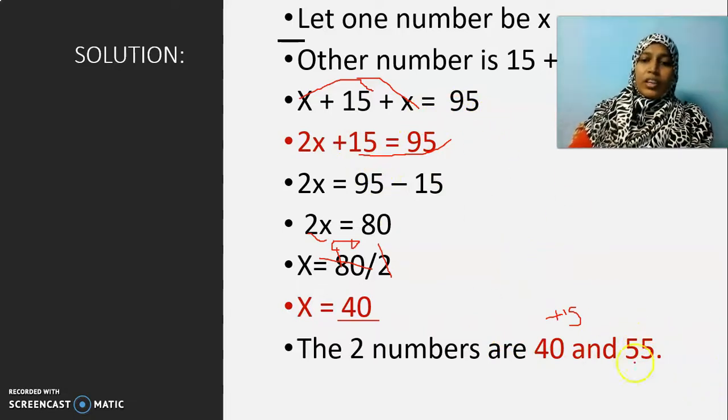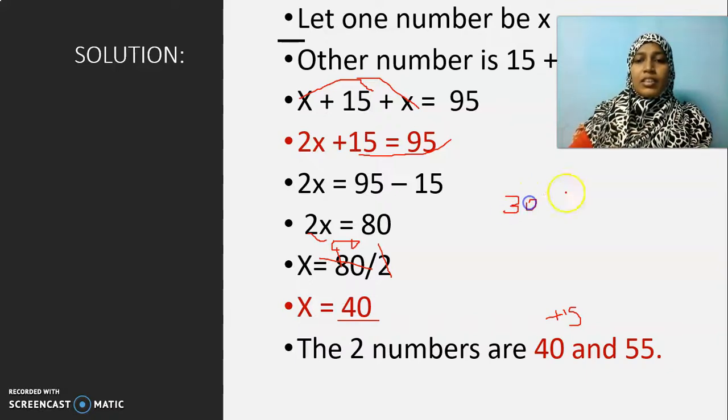See, even 30 plus 65 is also 95, but it will not satisfy this condition. I said 30 plus 65. Does one number exceed the other by 15? No, it exceeds by 25. It will not satisfy the condition that is stated in the question.